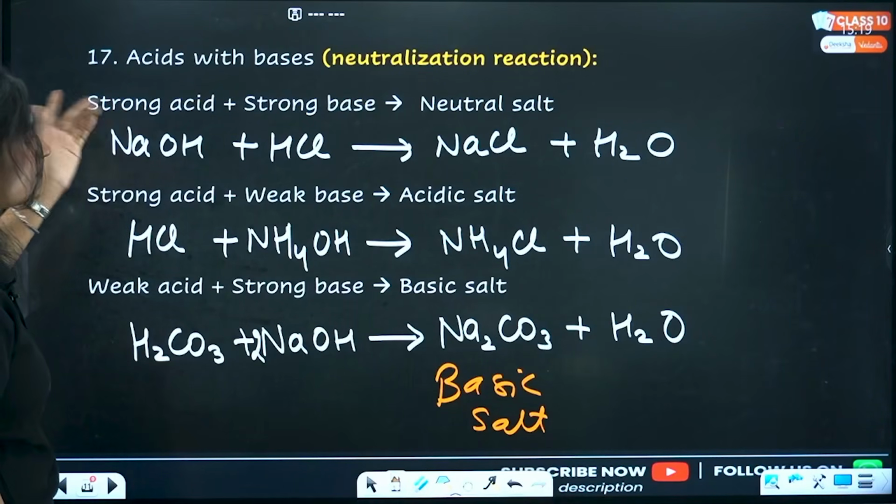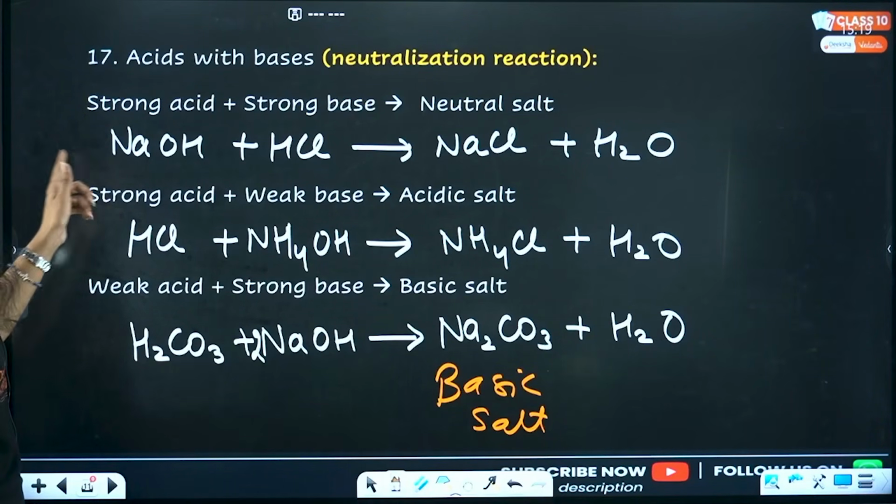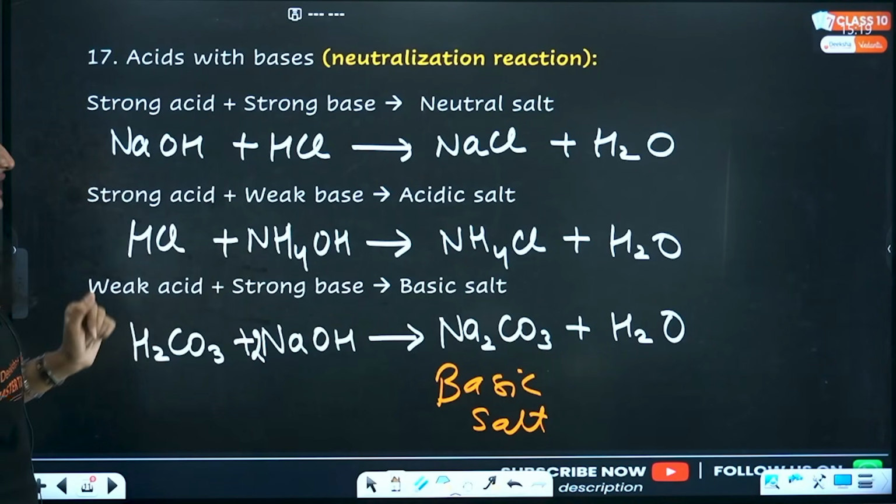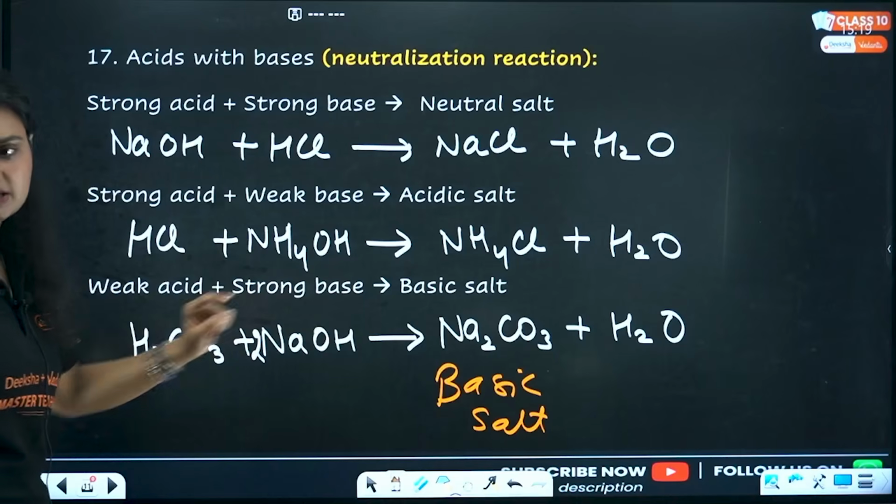Now how do acids react with bases? Neutralization reaction, depending on the strength. Strong acid, strong base, neutral salt. Strong acid, weak base, acidic salt. Weak acid, strong base, basic salt.